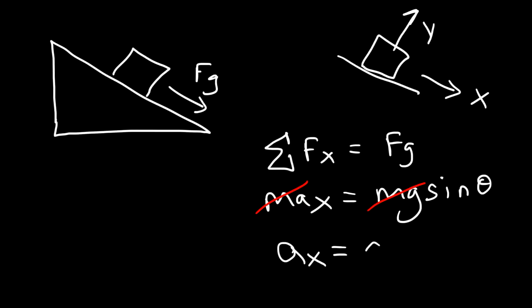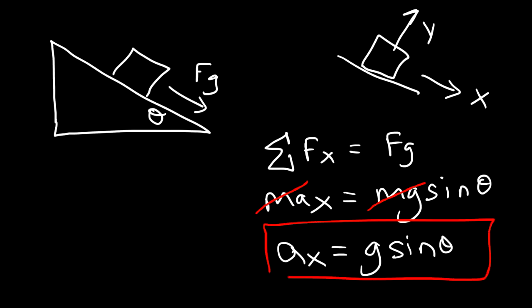So the acceleration down the incline is simply g sine theta. It's dependent on the angle. And so this is the equation you want to use.